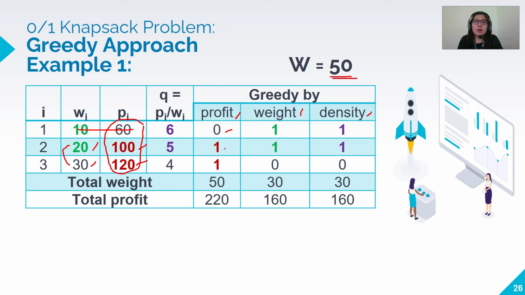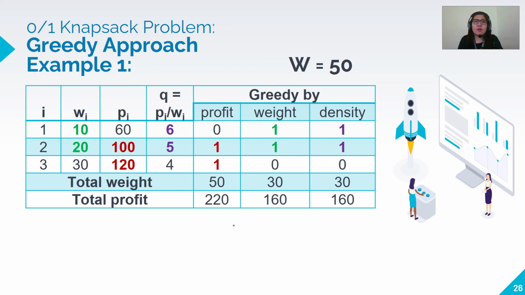And then, items 2 and 3. So, we have there 0, 1, 1. For the total weight, so 20 plus 30, we have 50. For the total profit, 100 plus 120, we have 220. That is greedy by profit.